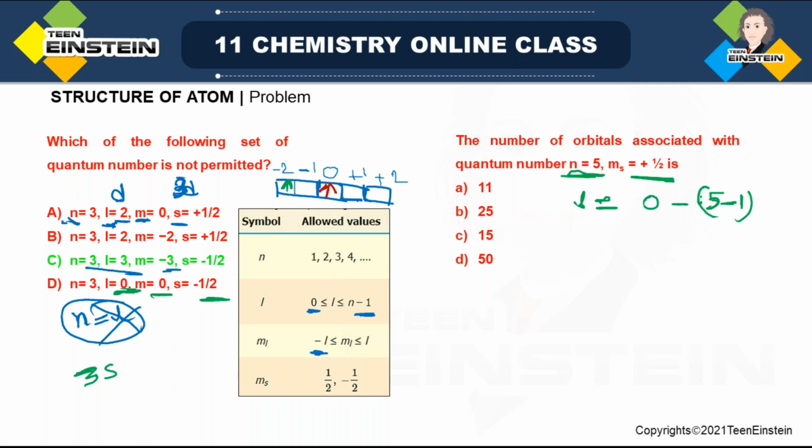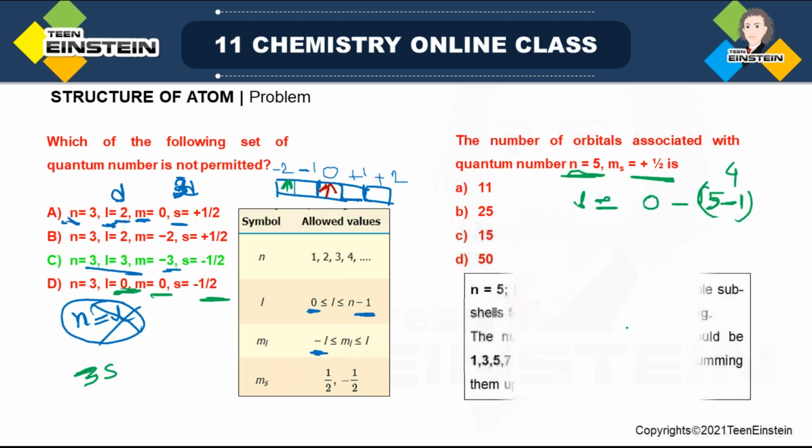So it is basically 0 to 4. Now when it is 0, it is s, then 1, then 2, then 3, then 4. So it will start from s, then p, then d, then f, and then g. All these azimuthal quantum numbers are possible. Okay, so step by step we will see.